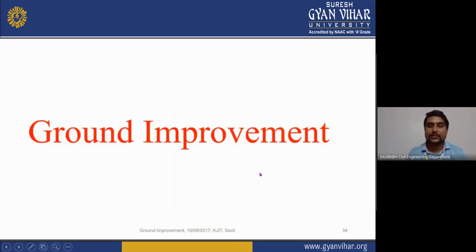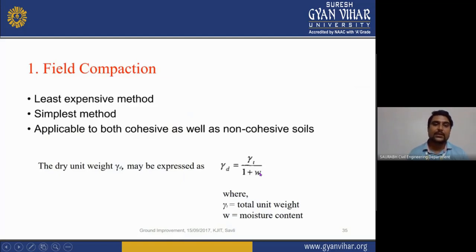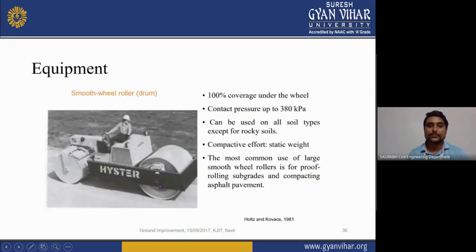Here we will see ground improvement. What is field compaction? First we will see, it is the least expensive, simple method, applicable to both cohesive as well as non-cohesive soil. The dry unit weight gamma D may be expressed as gamma D equals total unit weight upon 1 plus moisture content. We all know this. You can calculate the dry density of your soil by using this formula.